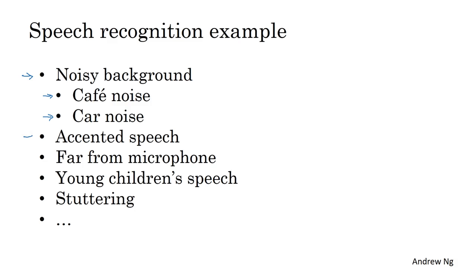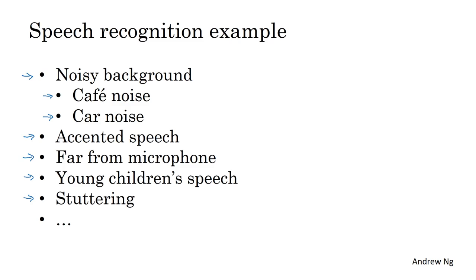There are ways to make a speech recognition system more robust to accented speech. There are specific problems associated with speakers that are far from the microphone. This is called far-field speech recognition. Young children's speech poses special challenges, both in terms of how they pronounce individual words as well as their choice of words and the vocabulary they tend to use.